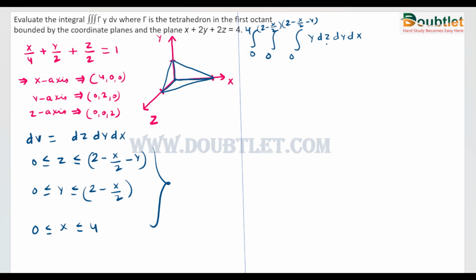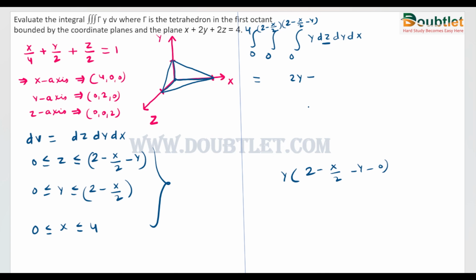Now we have to integrate with respect to z first. When we integrate with respect to z, we treat all other variables as constant. So y will be treated as constant and taken out, and the integration of dz will be z, and we simply put in the limits. So we multiply y by the upper limit of z, 2 minus x by 2 minus y, minus 0. If we multiply this, we will get 2y.